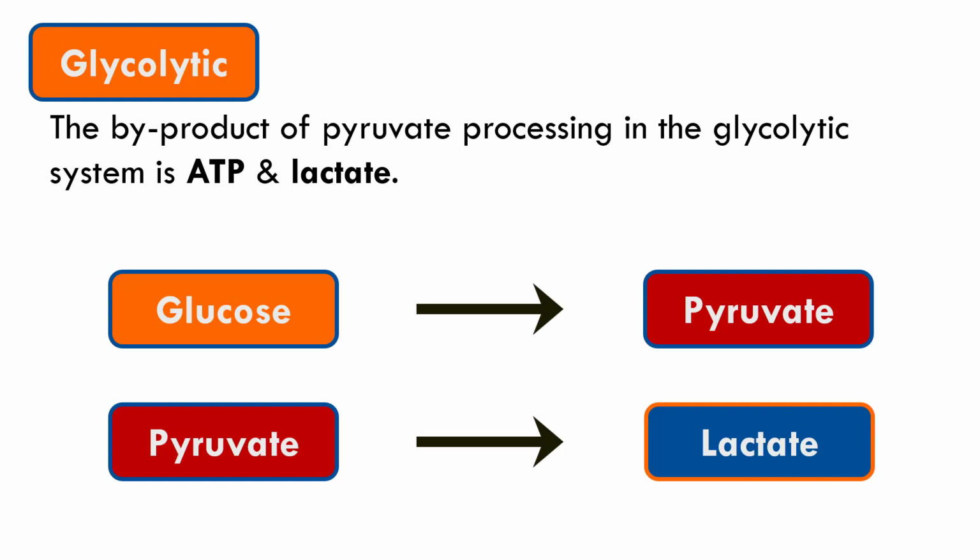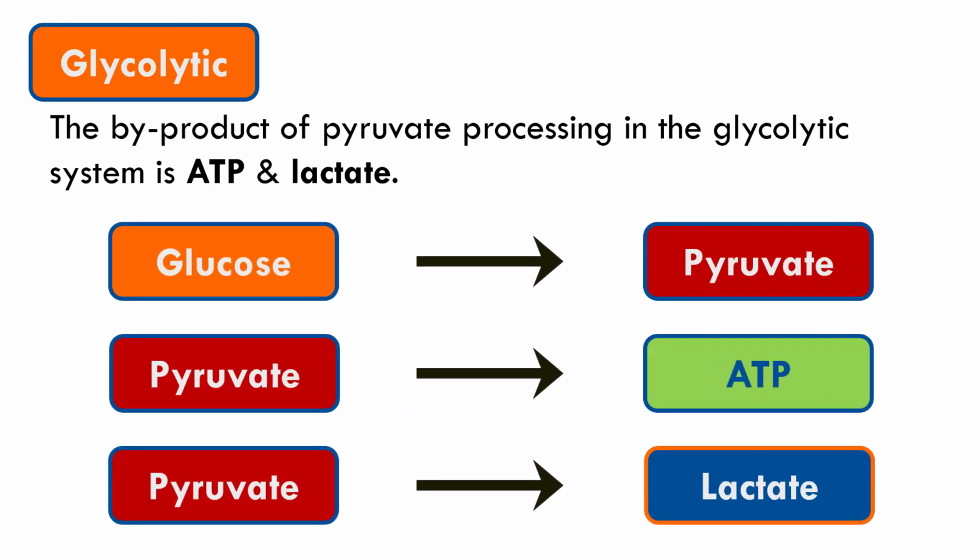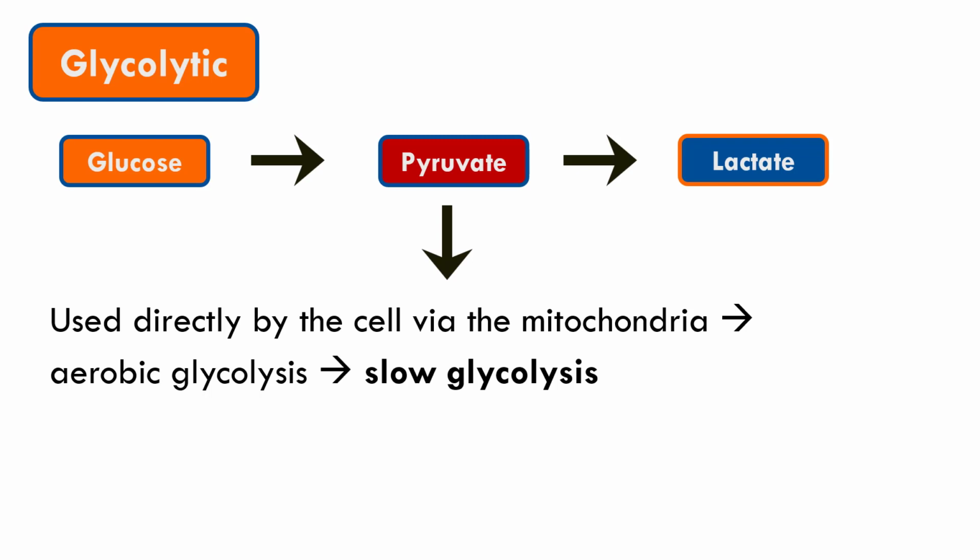Now, not all the pyruvate is converted to lactate. Some of the pyruvate can be utilized for ATP. It depends on how hard you're working and what energy system you're in. So you have this one path where the glucose is partially metabolized, converted to pyruvate or pyruvic acid, and then shuttled directly into the mitochondria to be used for ATP. This is sometimes referred to as aerobic glycolysis, but it's a misnomer because there's no oxygen involved in this at all. This is still within the glycolytic system.